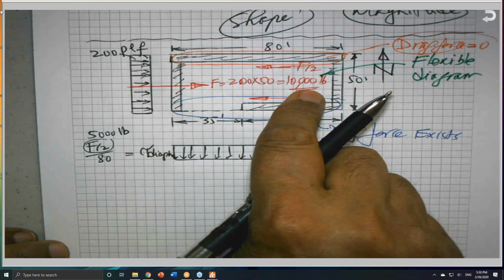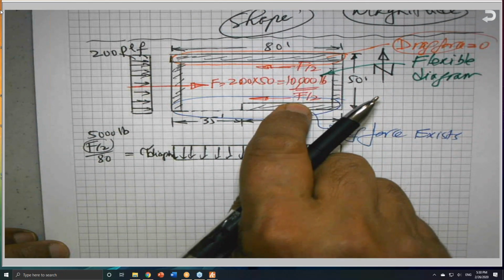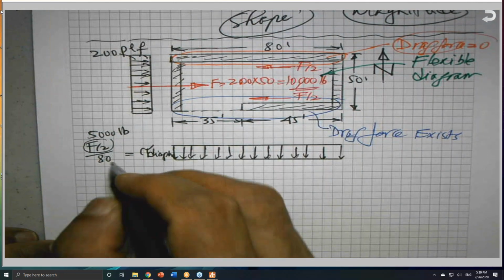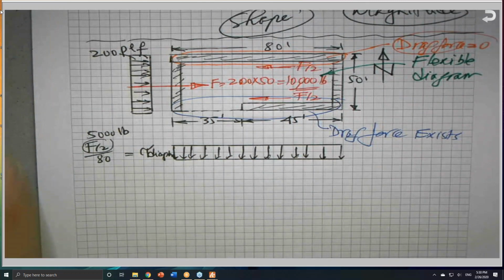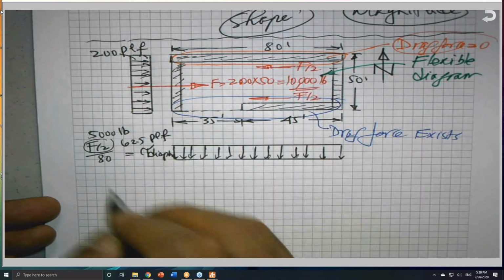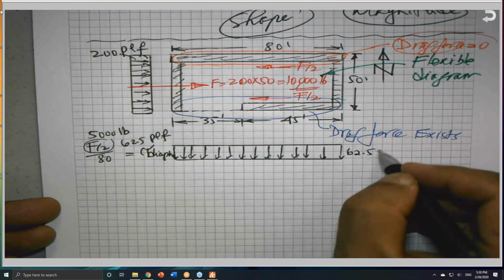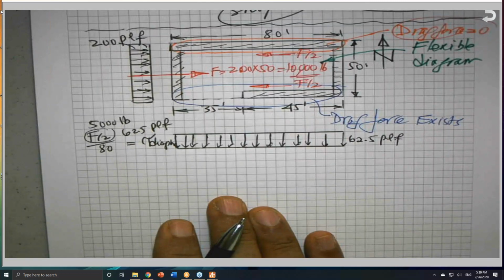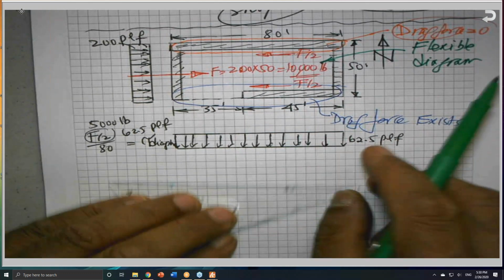From here, the total force is 10,000. So 5,000 will come this way, 5,000 will come this way. So tau diaphragm is equal to what? 5,000 divided by 80. This will give us 62.5 PLF. So this here is 62.5 PLF. So far, so good? Okay. We do have a tau wall.